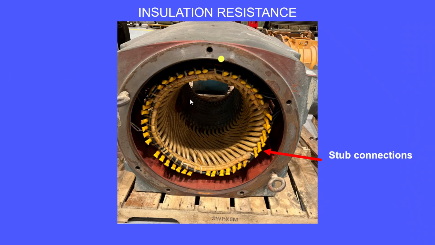Another way to minimize surface leakage is to eliminate the stub-type connections in a motor. This is a picture of a motor with stub connections. When possible during a rewind, we will ask the motor shop if they can convert these type connections to a horseshoe connection.